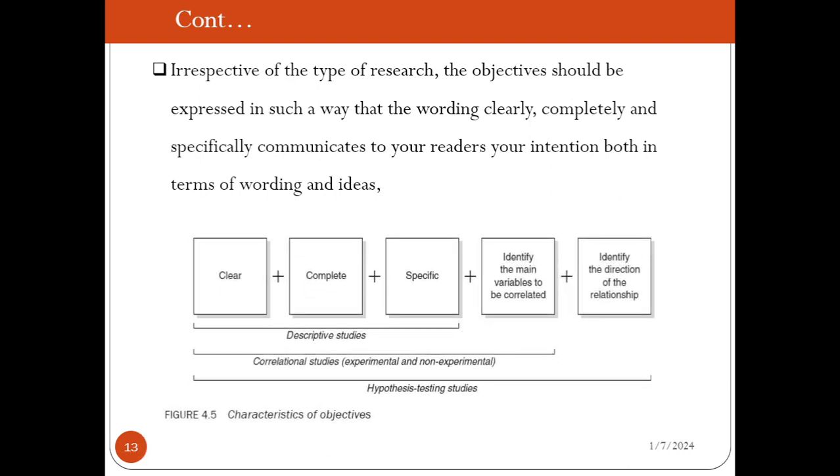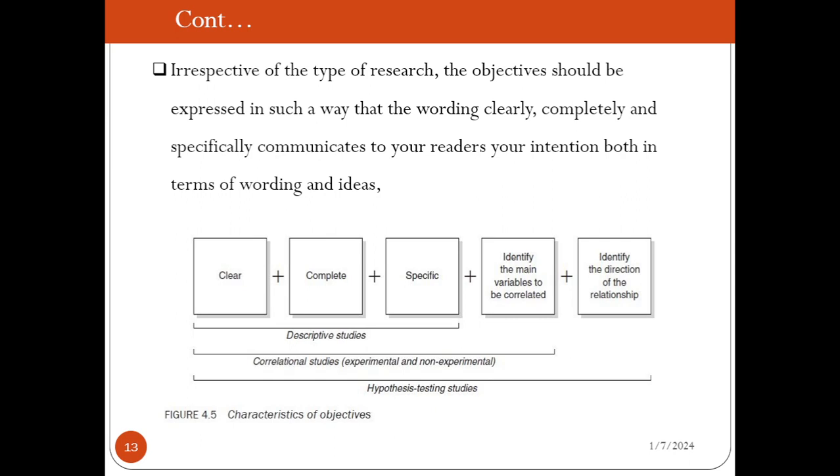Now here, for example, these are the properties. If you would like to carry out a descriptive study, you should have these three blocks. It should be clear, complete, and specific. But if you would like to carry out correlational studies, meaning to establish a relationship between two facts or two phenomena, in that case you have to add one more: identify the main variable. For example, you can say domestic violence is related to education. If somebody has less education, then he commits more domestic violence.